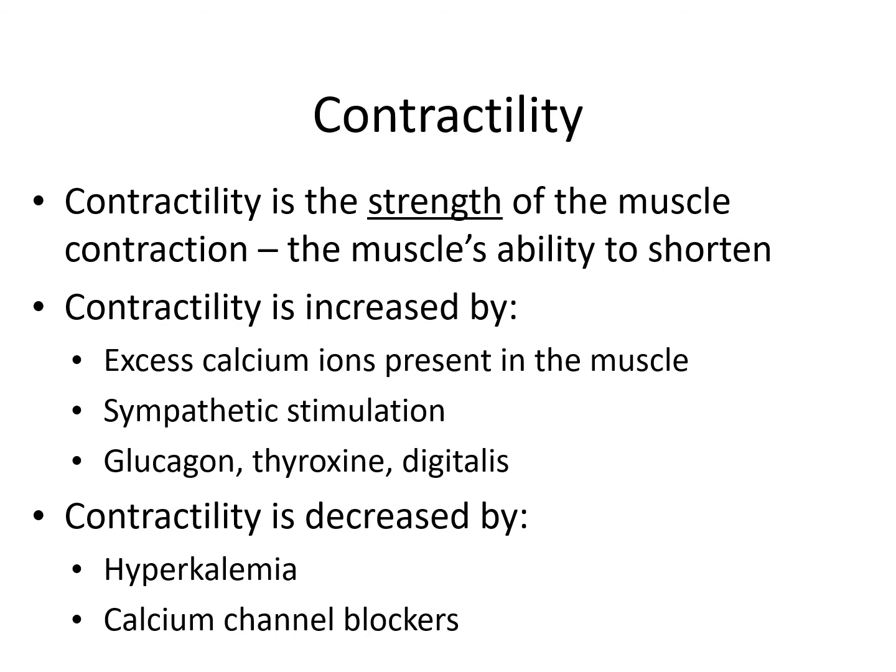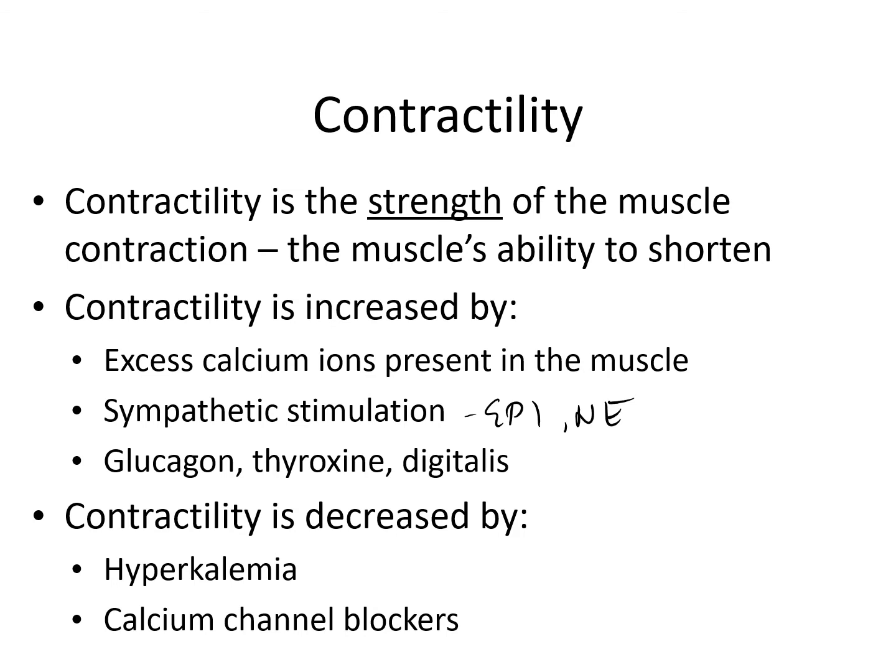So contractility is the strength of the muscle contraction. That's the ability of the muscle to shorten and produce an ejection of that blood out through the two arteries. Contractility is increased by anything that increases the strength of the contraction. That could be calcium ions. That could be sympathetic stimulation, which includes epinephrine and norepinephrine. That can include glucagon. Glucagon raises blood sugar. What does thyroxine do? Thyroxine increases metabolism. There's a drug here, digitalis. Digitalis also increases the strength of contraction, especially in those who may have a failing heart.